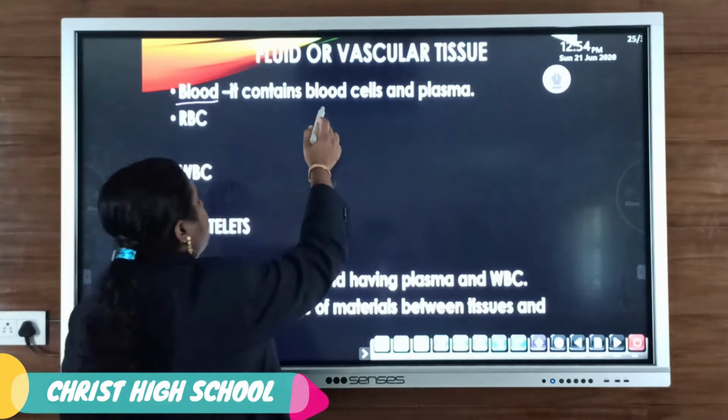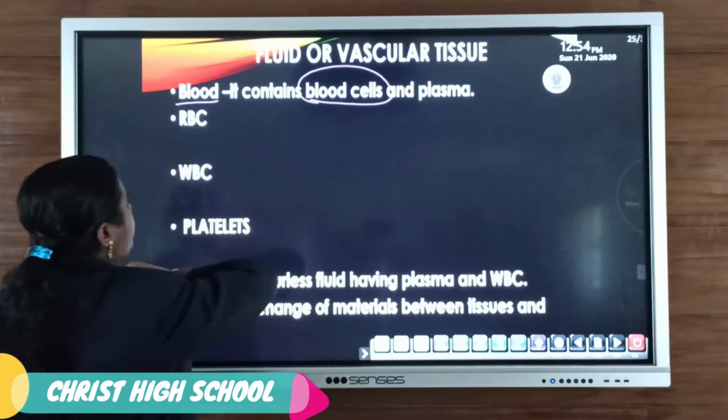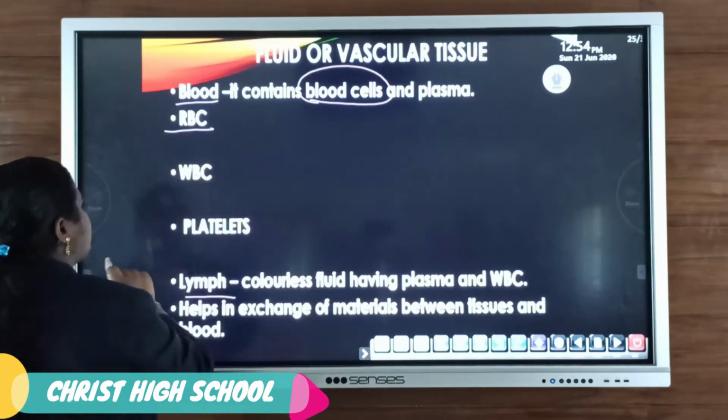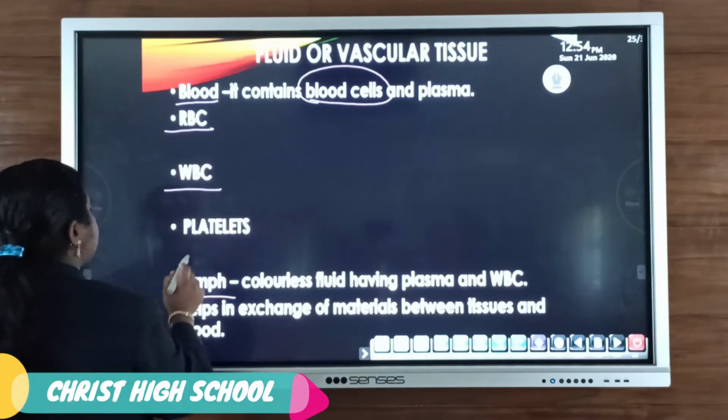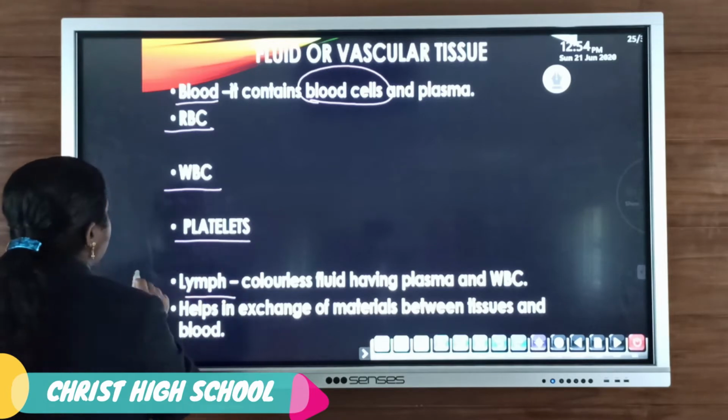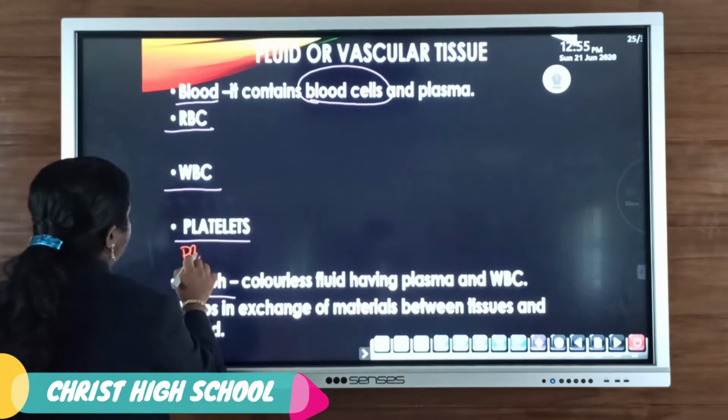It contains blood cells. The different types of blood cells are RBC, red blood cells, WBC, white blood cells, and platelets. Then another component is plasma.